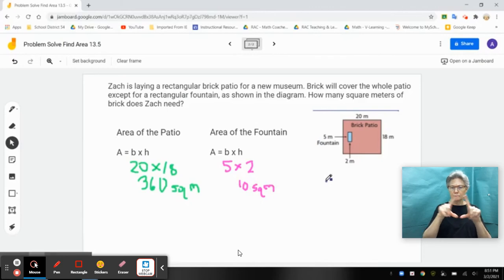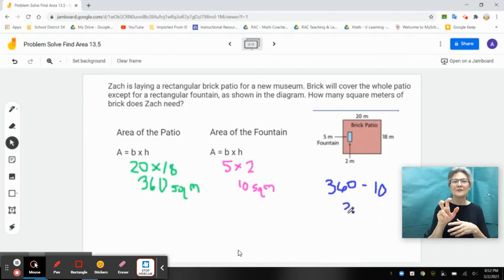Right, patio area is 360. And area of the fountain is 10. We can use mental math to help us do this. 360 minus 10 is, that's right, just take away a 10, 350 what? Absolutely, square meters.